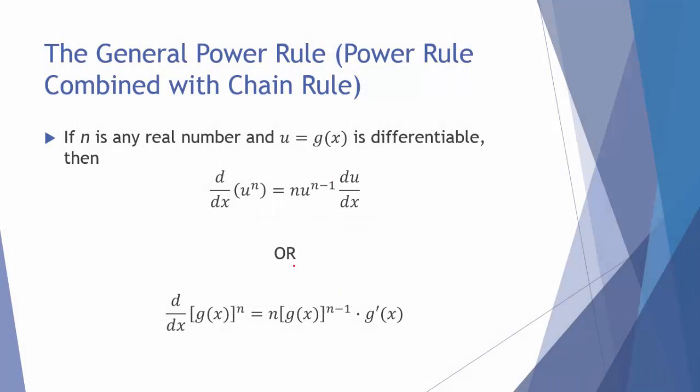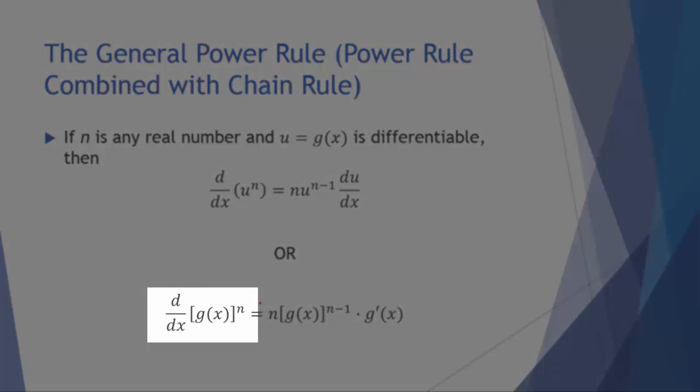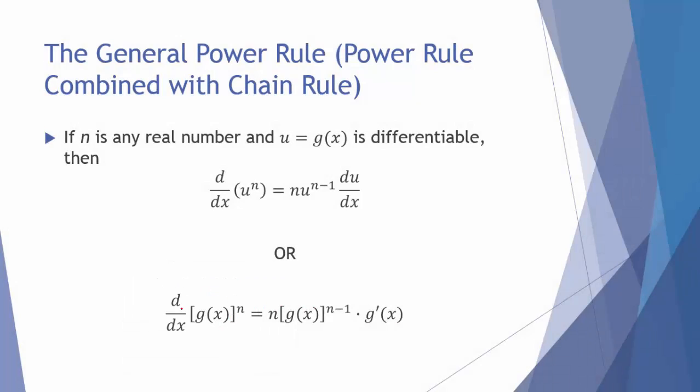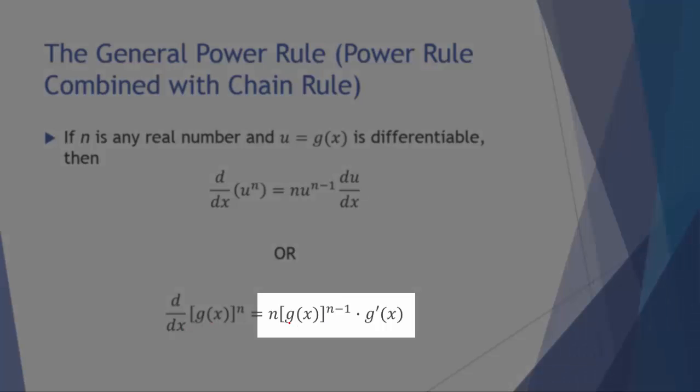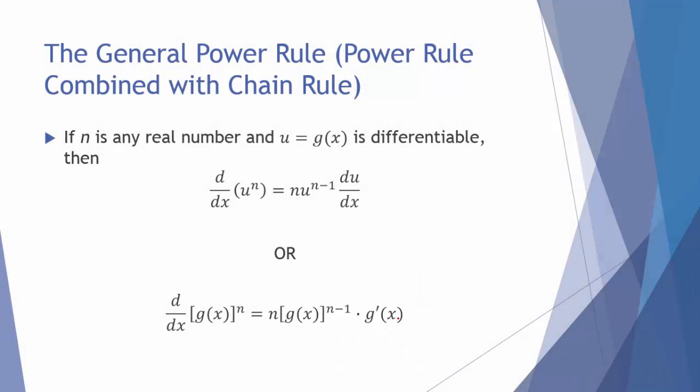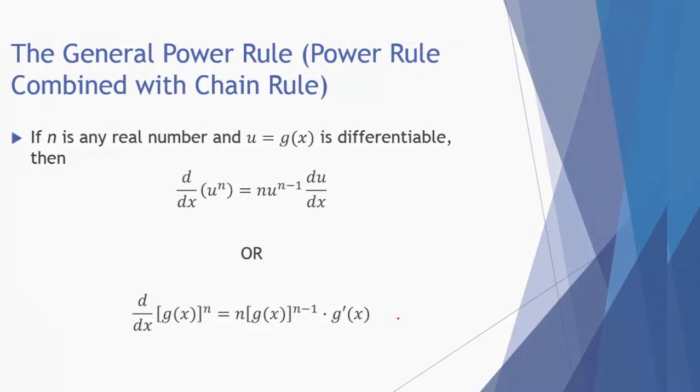If you want it in the other notation, that says that d dx of g of x to the n is n, drop down the n as a coefficient, hold g of x as is, raise it to the new power, times the derivative of g of x. Let's look at some examples.